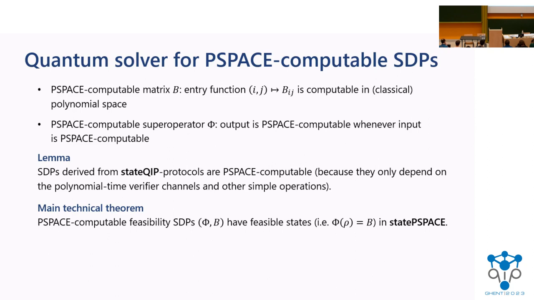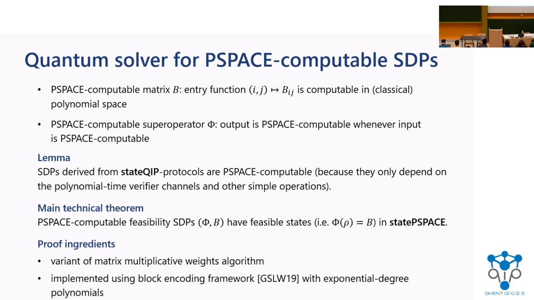So just very briefly, what are the main proof ingredients here? It's some sort of custom variant of the standard matrix multiplicative weights algorithm. And then we implement this using this block encoding framework of Yuen et al., with this slightly weird twist that we use exponential degree polynomials everywhere, which is a terrible idea if you care about time complexity, but you can do it in polynomial space. It just takes exponential time, which is fine.